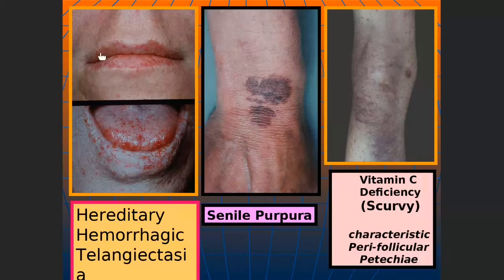This is hereditary hemorrhagic telangiectasia, showing dilated capillaries starting from the lips, tongue, and downwards. This is senile purpura due to degenerative changes associated with aging. And this is vitamin C deficiency, scurvy, and the bleeding is not clear, but characteristically around hair follicles, perifollicular. Perifollicular means around. Okay?